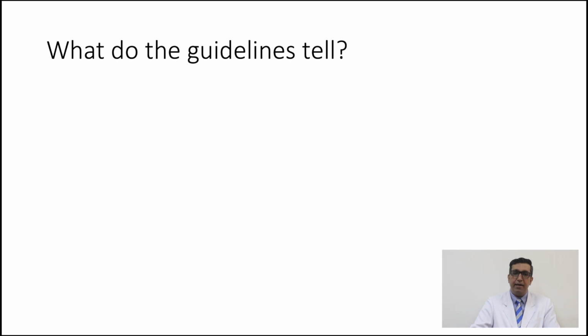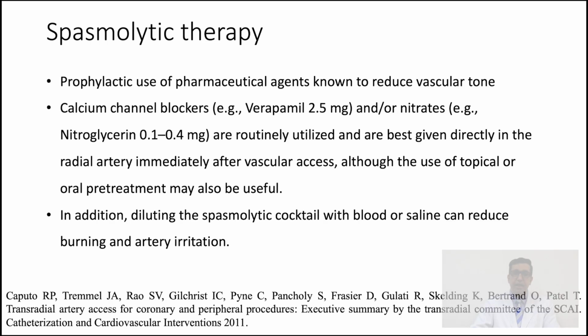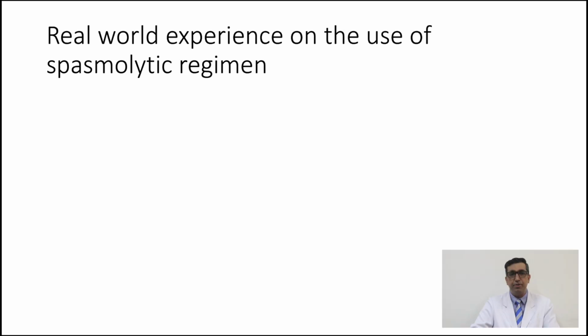So what do the guidelines tell us? The SCAI guideline in 2011 recommended the use of 2.5 milligrams of verapamil and nitroglycerin. And it is important to dilute the spasmolytic cocktail with blood or saline to reduce the burning and artery irritation.